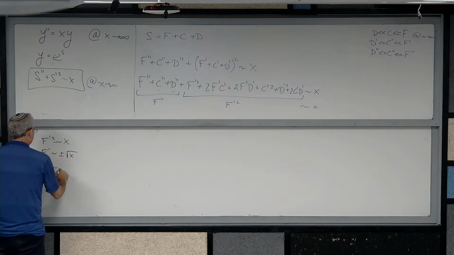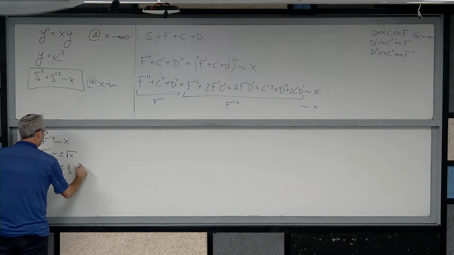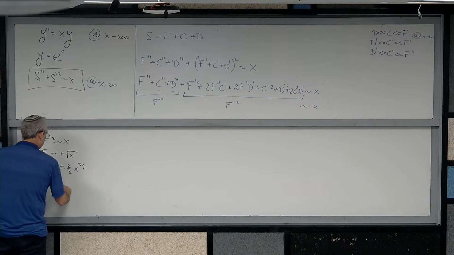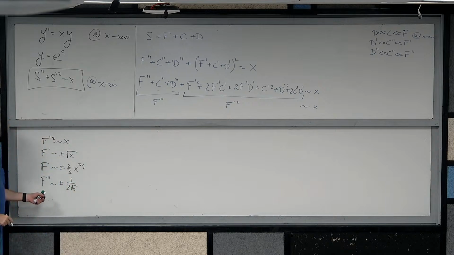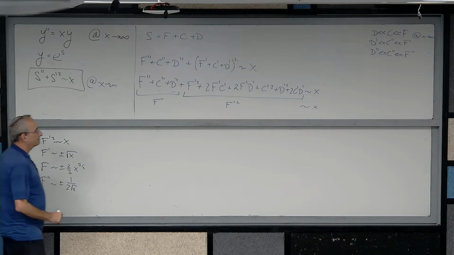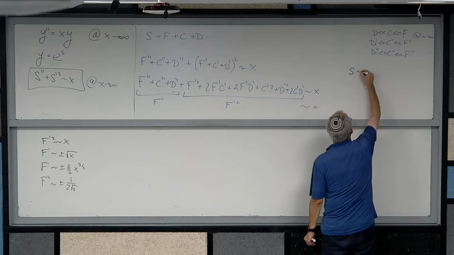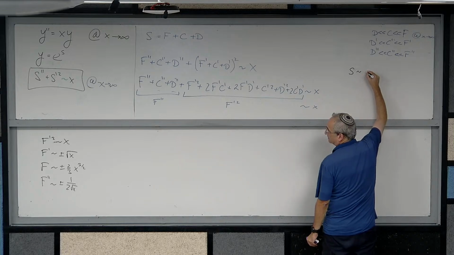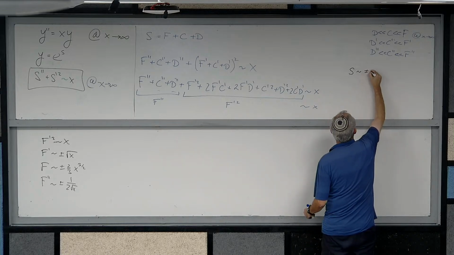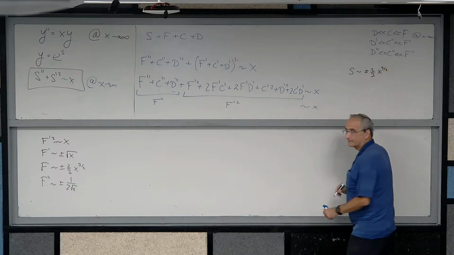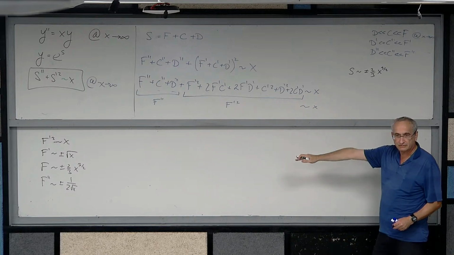So F is asymptotic to plus minus 2/3 x to the 3/2. So F double prime is asymptotic to plus minus 1/2 square root of x, right? That's the leading term. And if this is the leading term, we are saying that F is asymptotic to plus minus 2/3 x to the 3/2, which is correct.